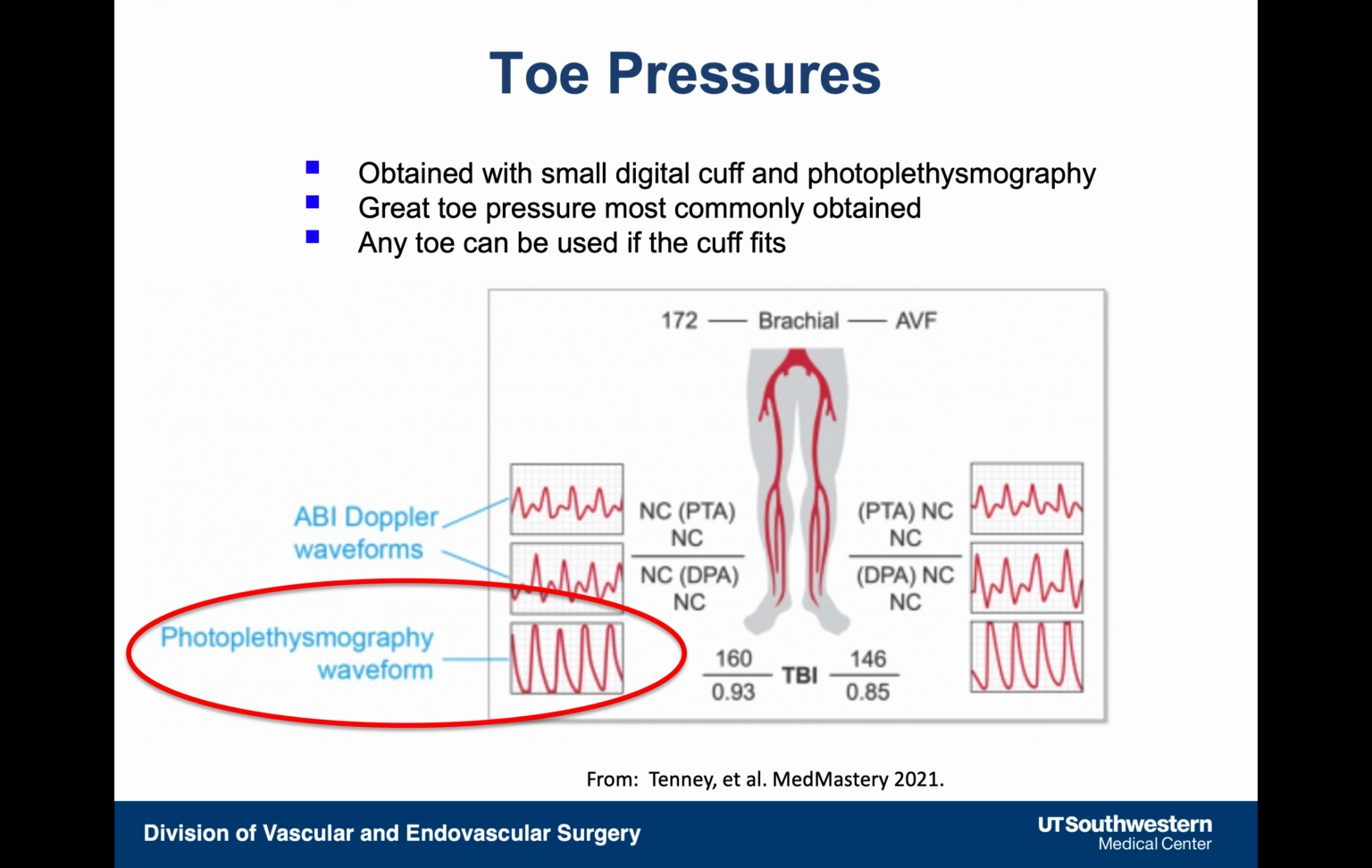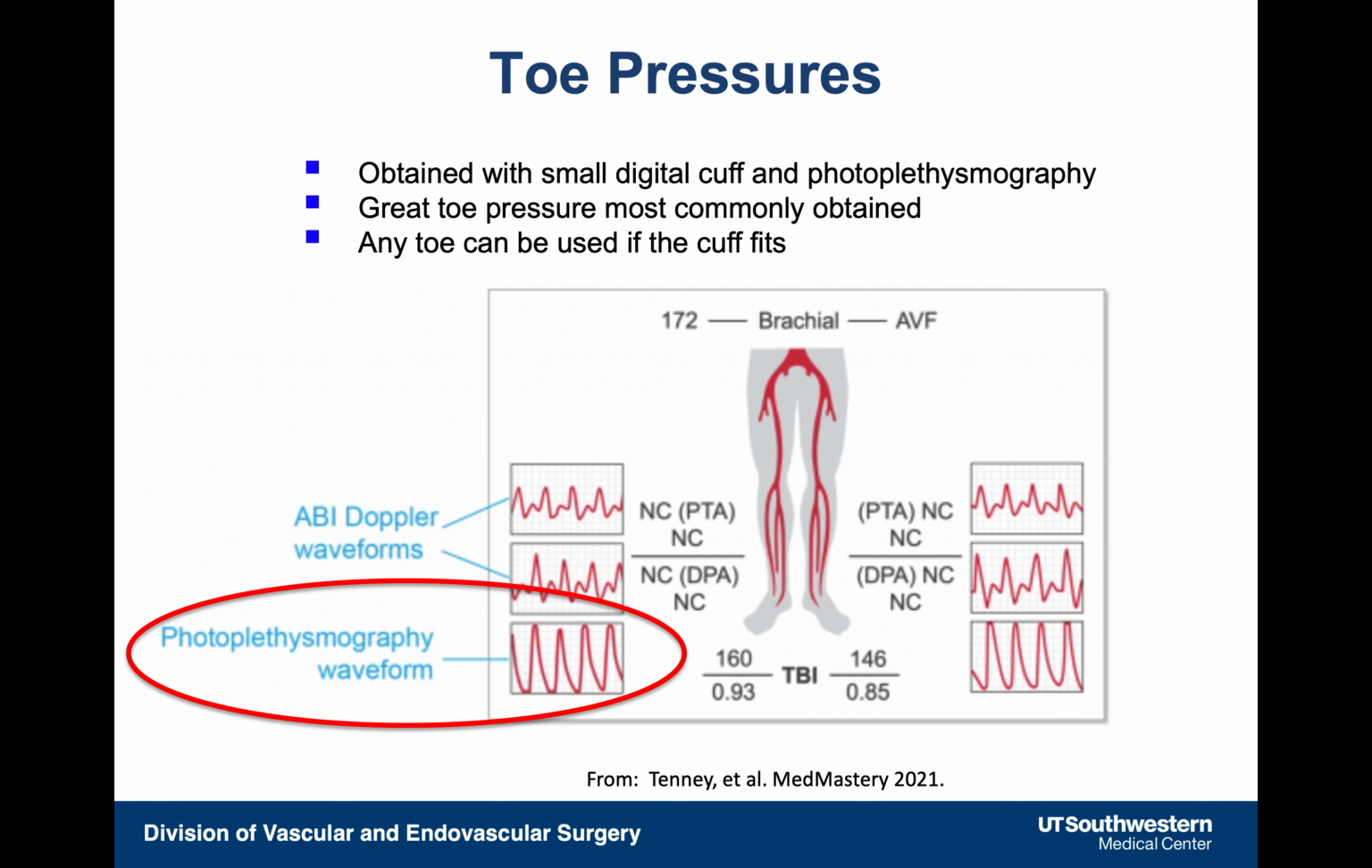Toe pressures are obtained with a small digital cuff and are measured using tracings derived from photoplethysmography, as you can see encircled in the bottom left side of the picture. Most commonly in most labs that I've worked in, the great toe pressure is measured. But if you had, say, for instance, gangrene of the great toe, you might measure the toe pressure in the second toe or the third toe. It can be measured in any toe if the cuff is able to fit on that toe and remain in place.